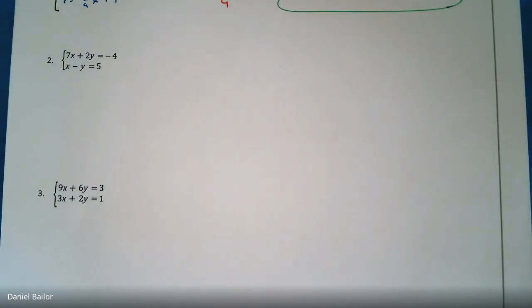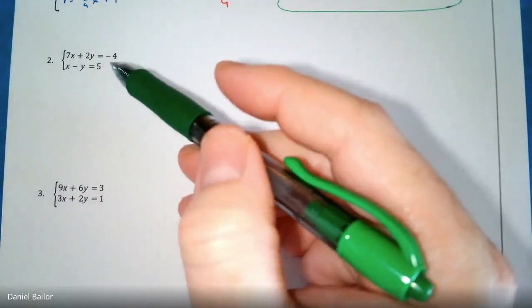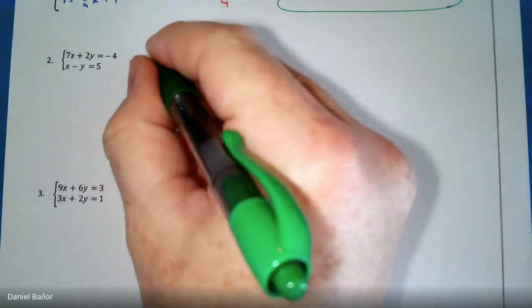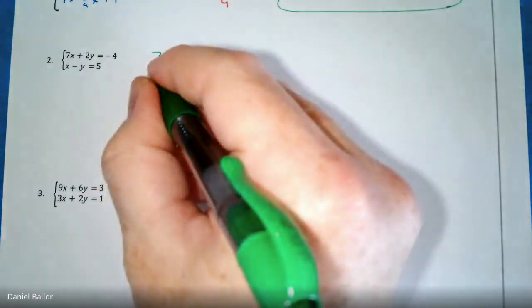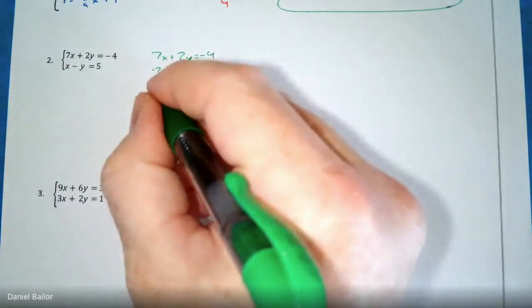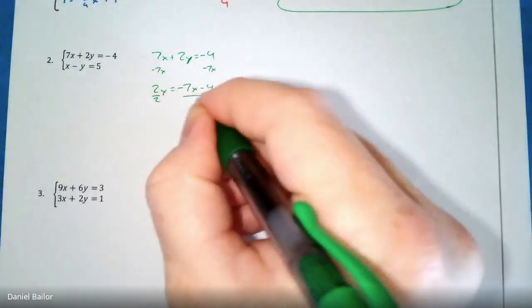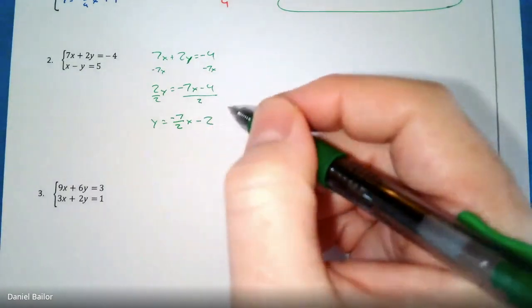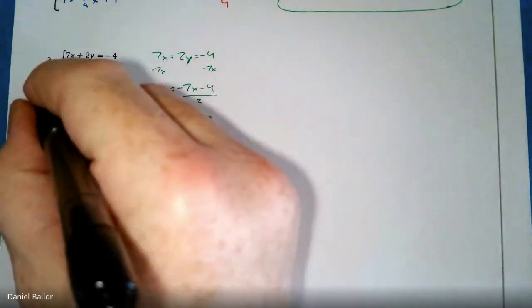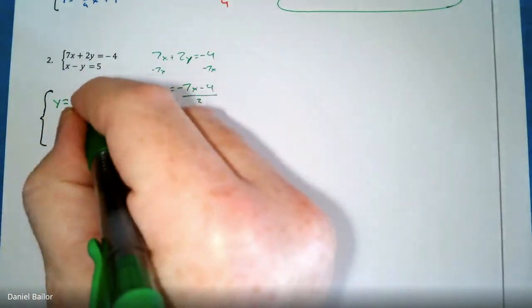Now I'm looking at exercise 2, and I see 2 equations that are not in slope-intercept form. So let's change them to slope-intercept form. Let's get 7x plus 2y equals negative 4. I'm going to do minus 7x to both sides. So I get 2y equals negative 7x minus 4. Divide by 2. I get y equals negative 7 over 2x minus 2. So the first equation in my system in slope-intercept form looks like this.